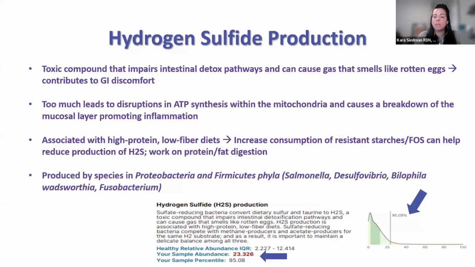And it's produced by a lot of our more pathogenic species, especially our proteobacteria, Salmonella or Desulfovibrio, Bilophila wadsworthia, Fusobacteria. So again, if this is elevated, it calls for looking at the diet. We want to look at fat and protein digestion. We may need to support digestion, but even things like megamarine, which is our gut-specific fish oil, can actually help inhibit some of those H2S, those hydrogen sulfide producers like Bilophila.